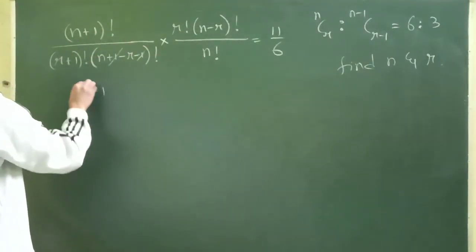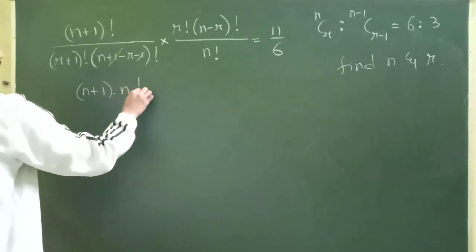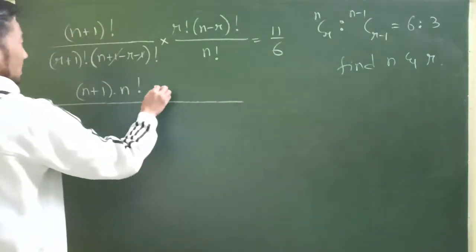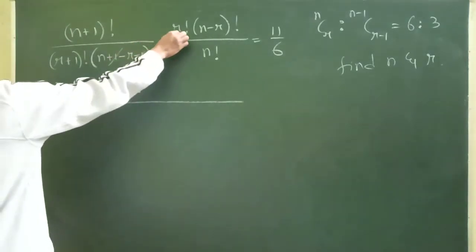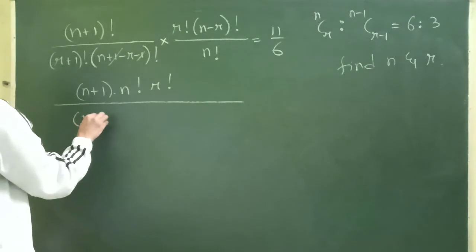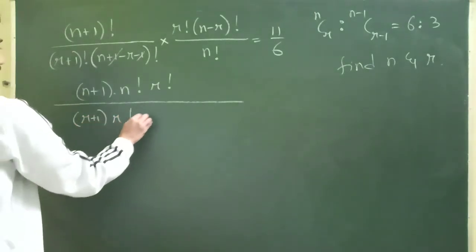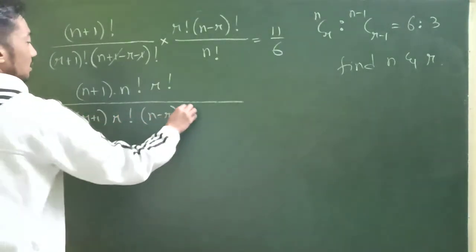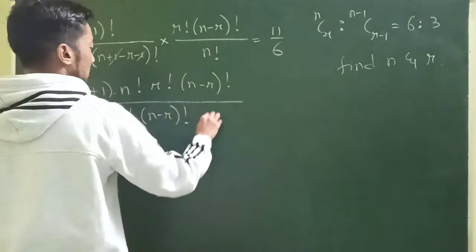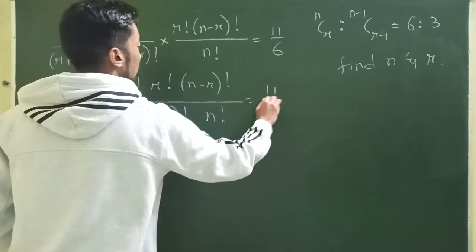So n plus 1, next will be n. We know that it keeps on reducing, so I'll just sort things out. R plus 1 I'll reduce so that I'll get r. So that means r I will not expand, this one I'll expand. So r plus 1, r factorial. And this is n minus r factorial. This is n minus r factorial. This is n factorial. 11 by 6.